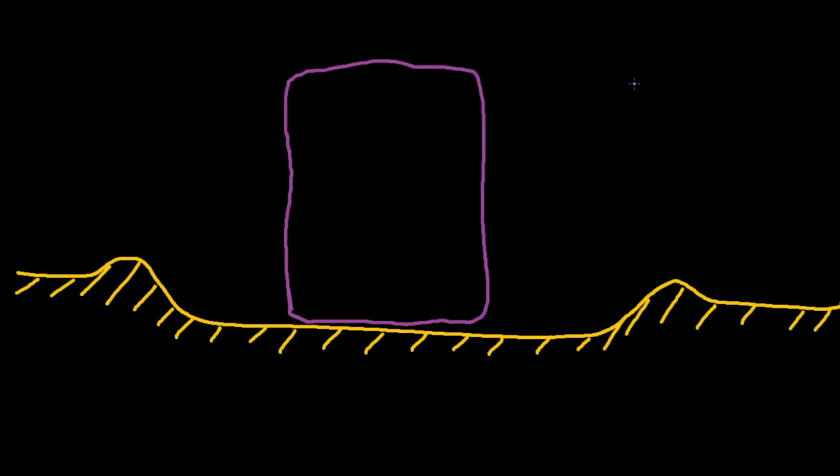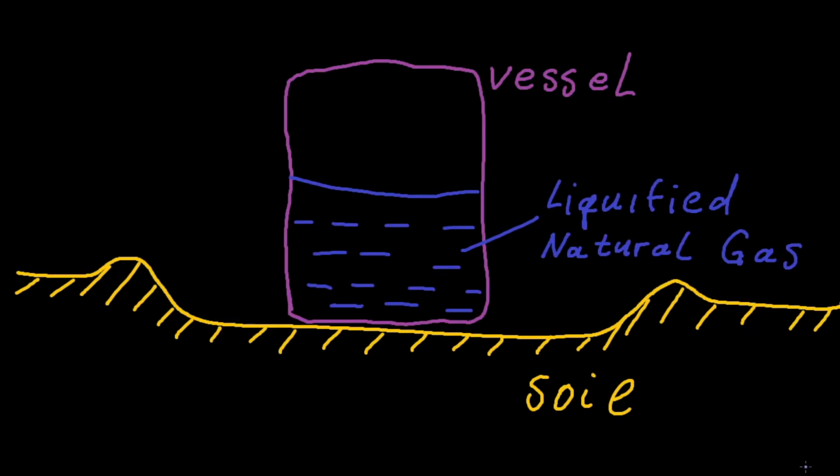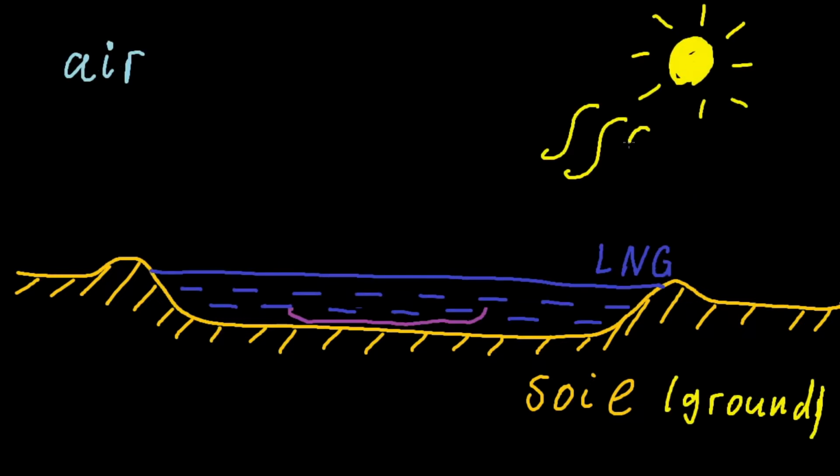Let's talk about the phenomenon of the evaporation process itself. Consider a vessel with liquefied natural gas inside. Next moment, a rupture accident occurs and natural gas spills on the surface. Now the liquid phase contacts with ground, air, and sun.